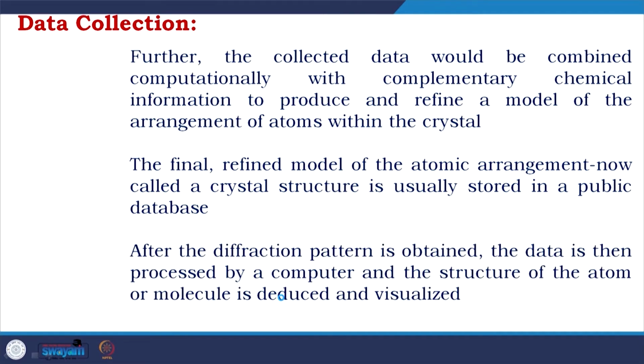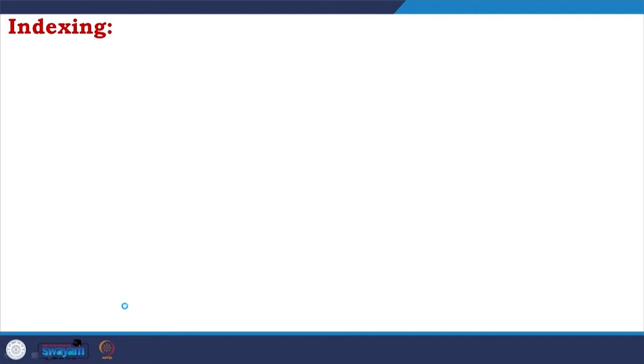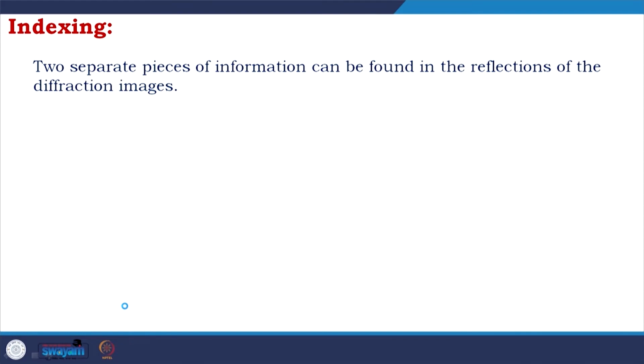After the diffraction pattern is obtained, the data is then processed by a computer and the structure of the atom or molecule is deduced and visualized. So, these are further processes. Let us concentrate on indexing now, because as a new crystallographer, indexing is very critical for you.